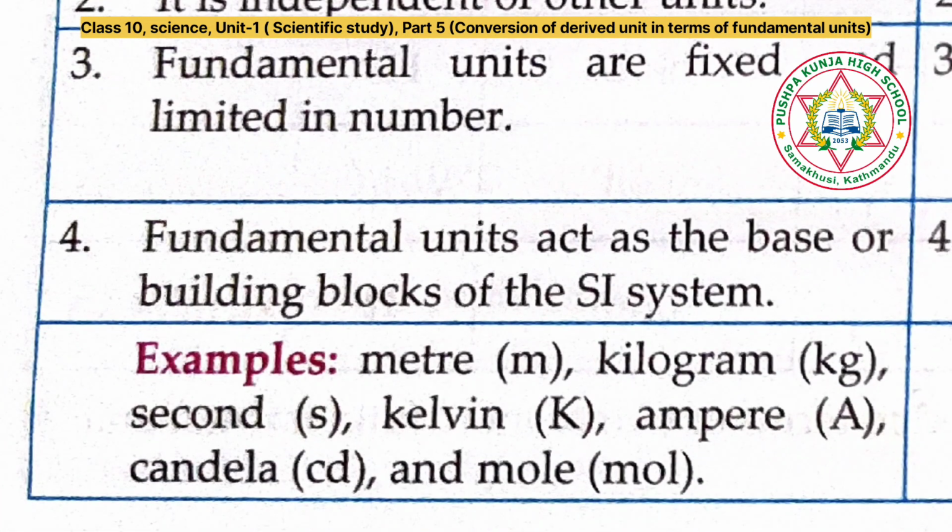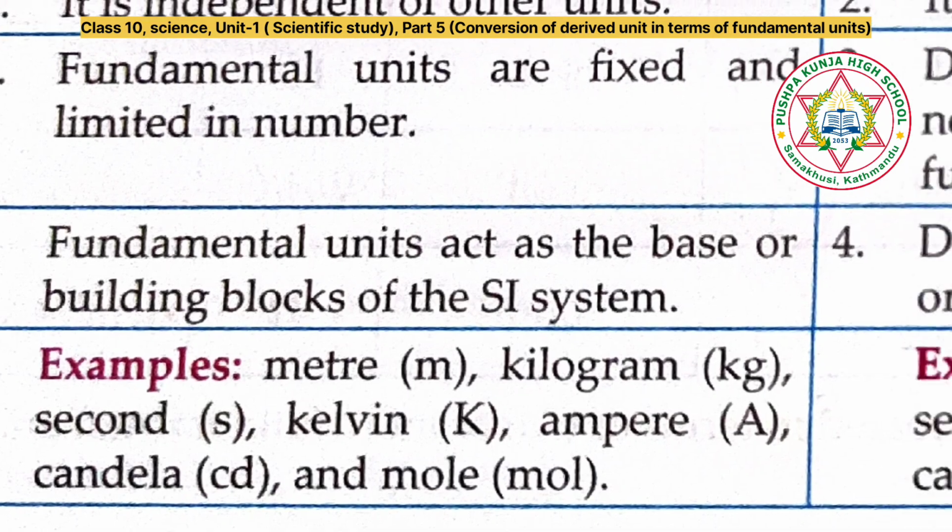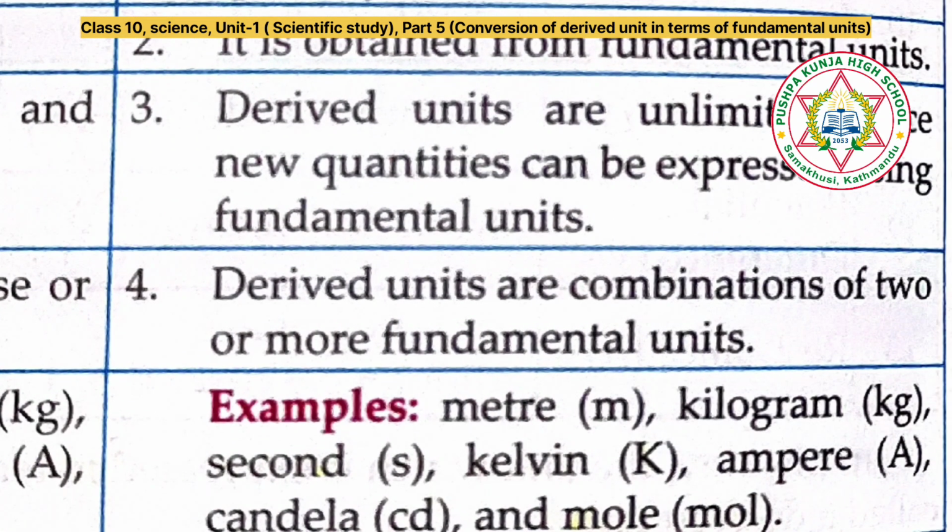Fundamental unit acts as a base or building block of the SI system. It means the fundamental unit is the building block of measurement. All derived units are made by combining fundamental units. So in a measurement, the fundamental unit acts as a base, and the derived unit is like a house built on that base. You remember? So it acts as a foundation. And derived units are a combination of 2 or more fundamental units.